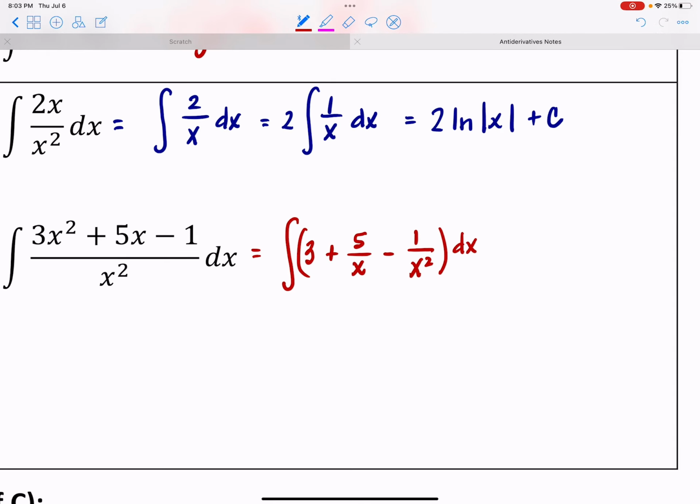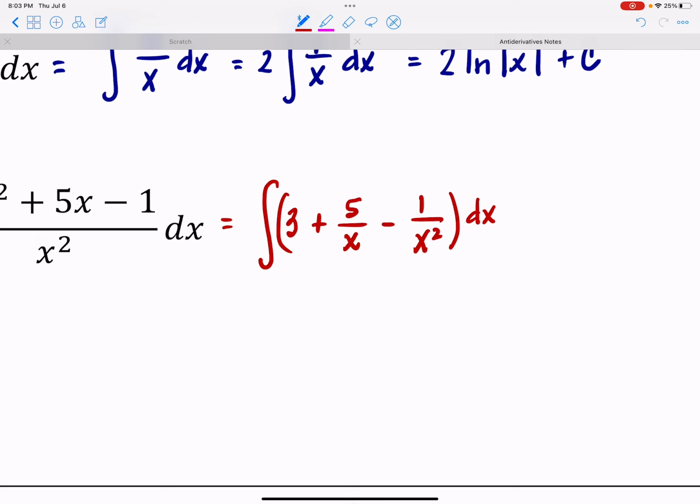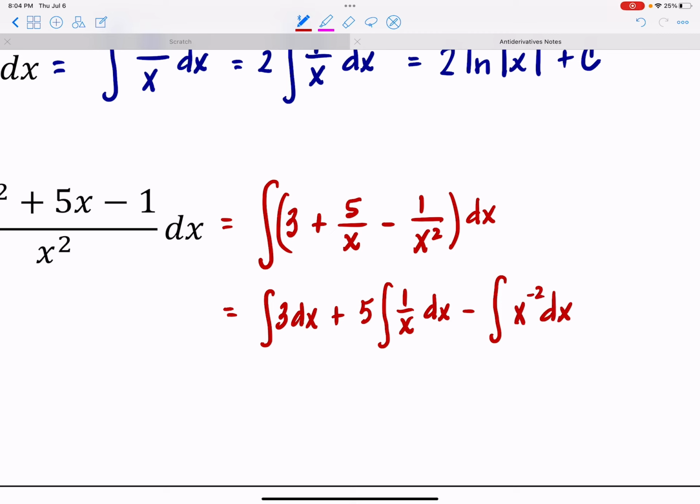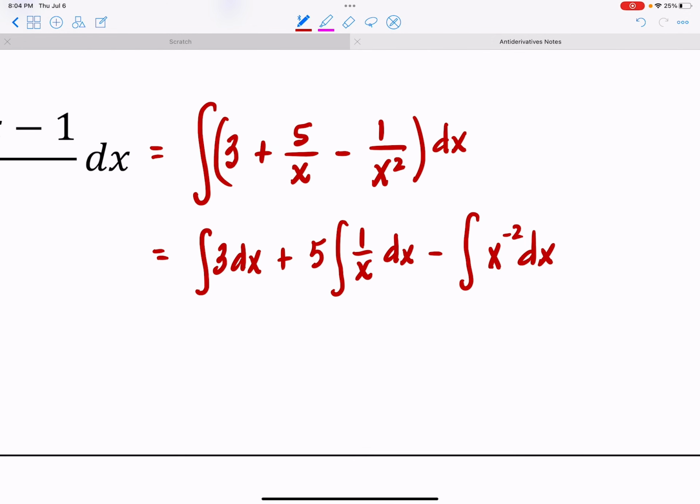So now I'm going to apply a few of my rules here, okay? I'm going to separate this out, make this 3 separate integrals. So it'll be the integral of 3 plus, this is 5 times the integral of 1 over x, minus, almost did a plus again, the integral of, I'm going to rewrite that 1 over x squared as x to the negative second. And now that I have these 3 separate integrals, I can integrate.